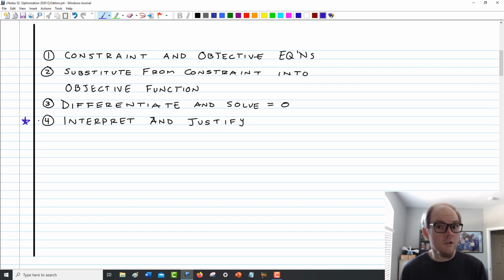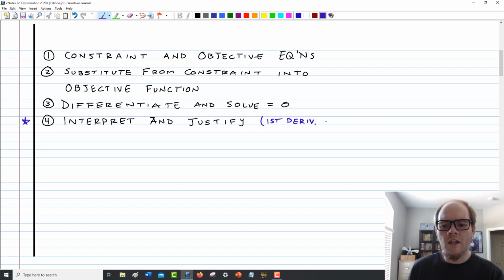So in other words, answering the question correctly, not just putting down whatever your critical numbers were, and justifying your answer. And that justification can be the first derivative test, so checking if f prime changes positive to negative or negative to positive. It could also be the second derivative test. And I should have written this ahead of time, I apologize.